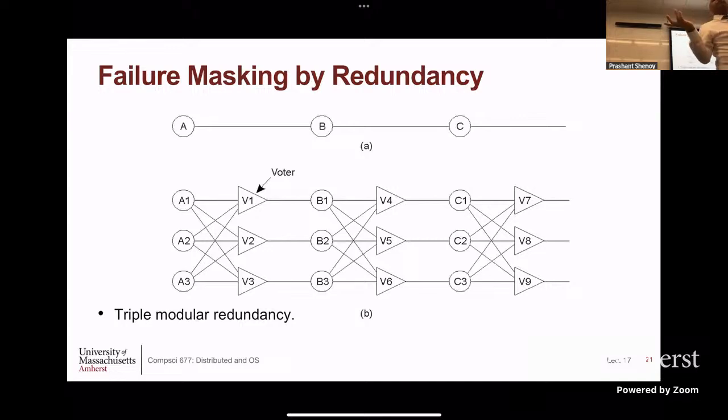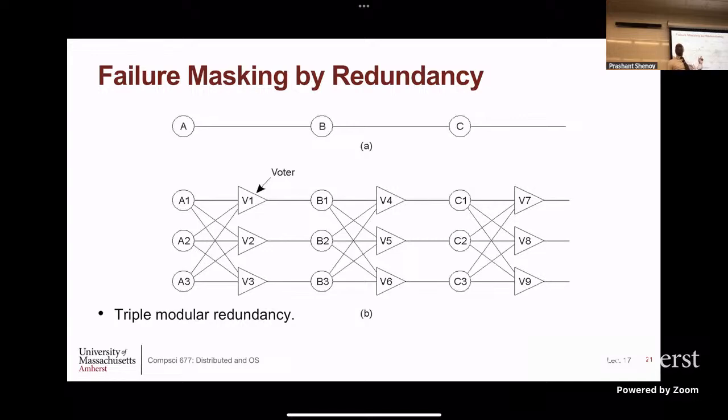Because if one of them fails, the other two agree. So if you just take a majority vote, so long as two of the three agree, we'll say that's the output of that stage and we'll feed it to the next stage. So we'll put a voter in the middle of each of these. You replicate A, B, and C three times. Every input is fed through all the replicas. You take the output and then you vote, and then you feed the output of the majority vote to the next stage. So you put a voter.